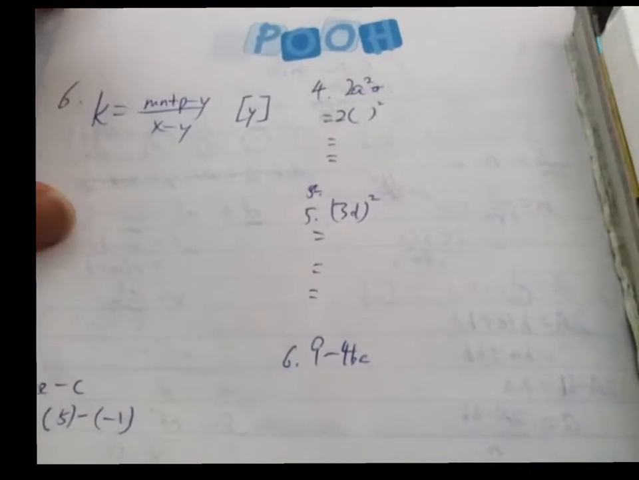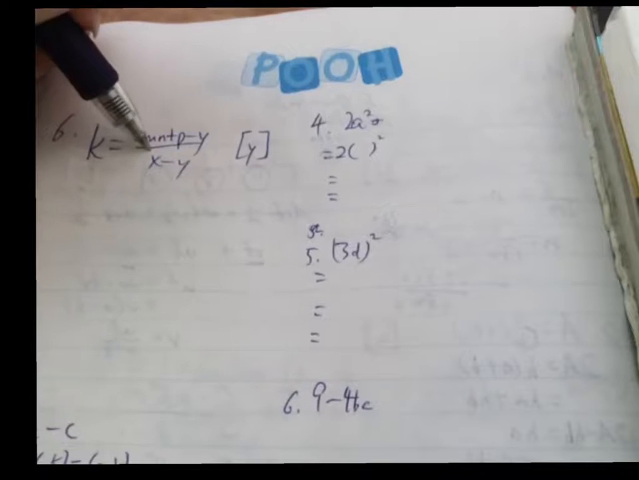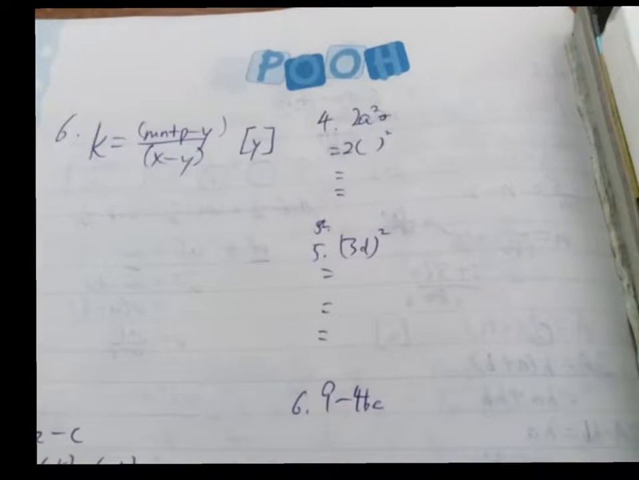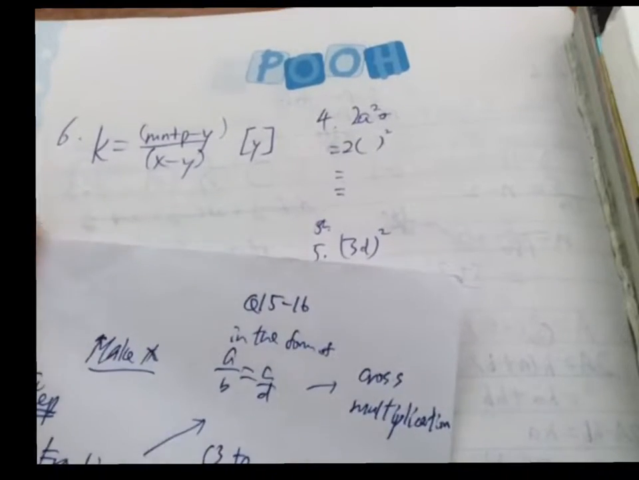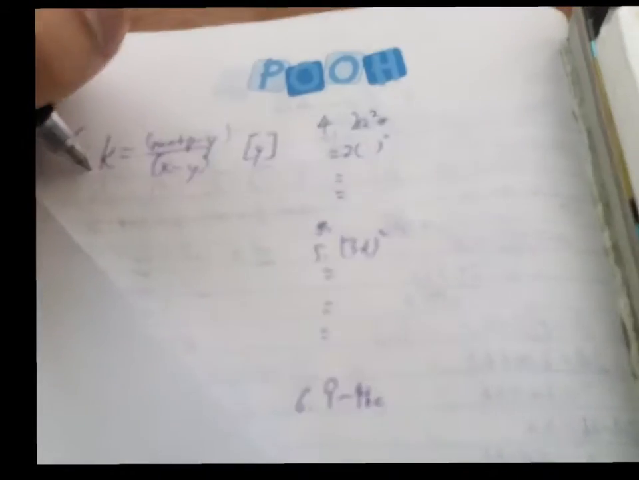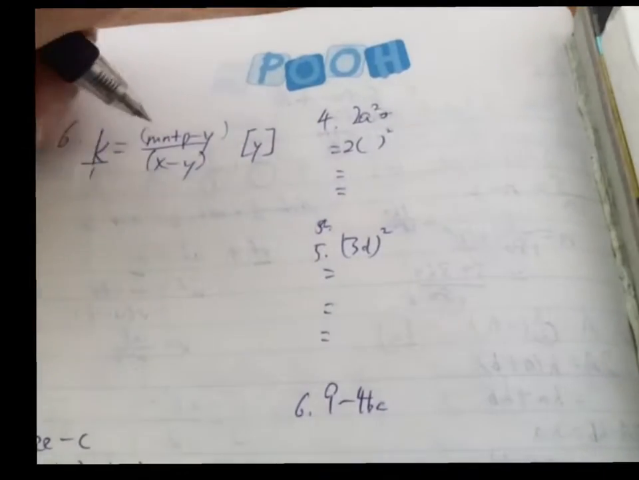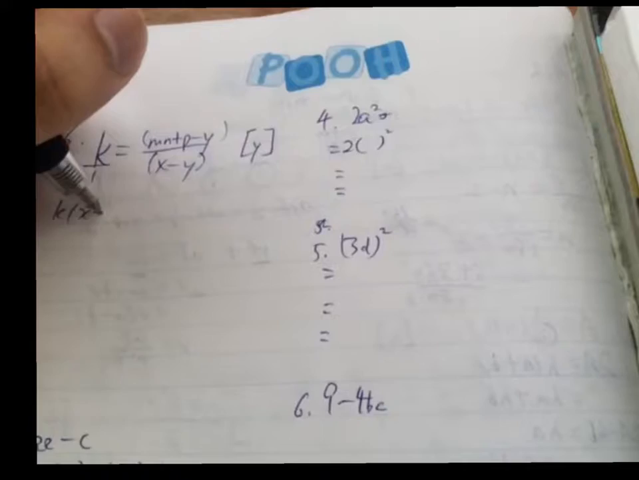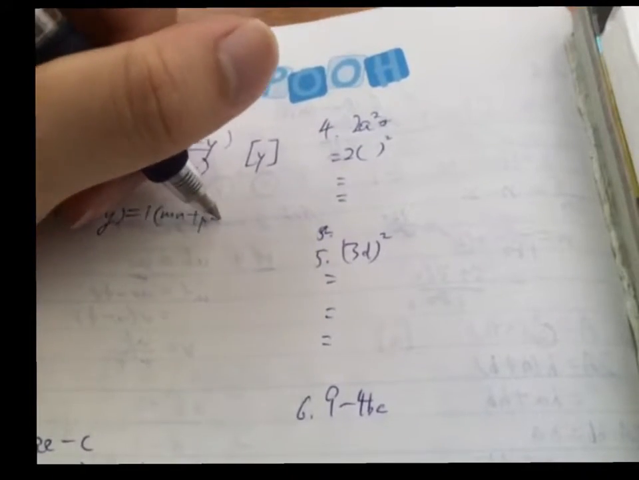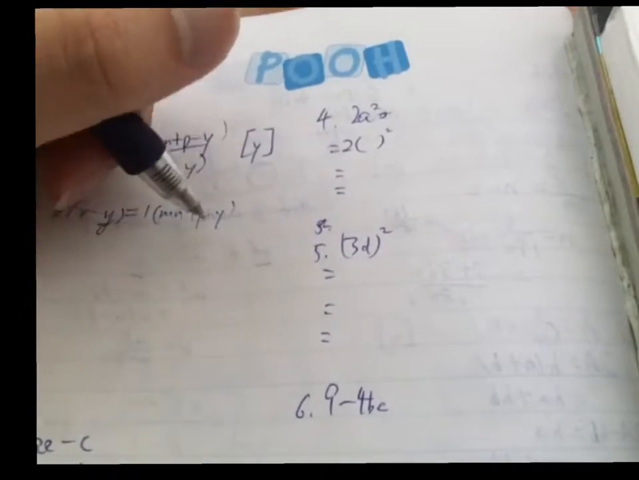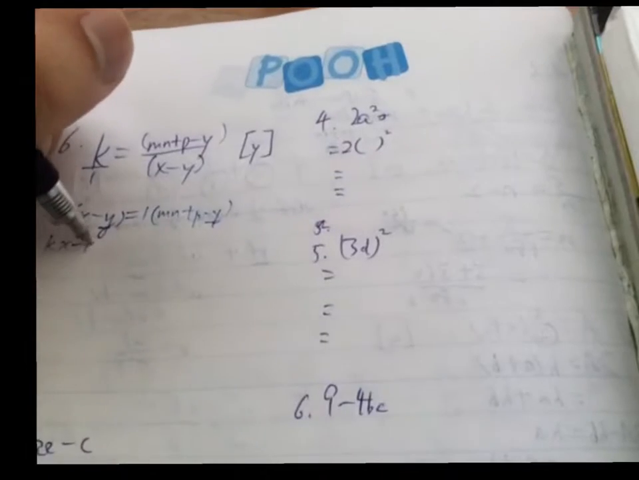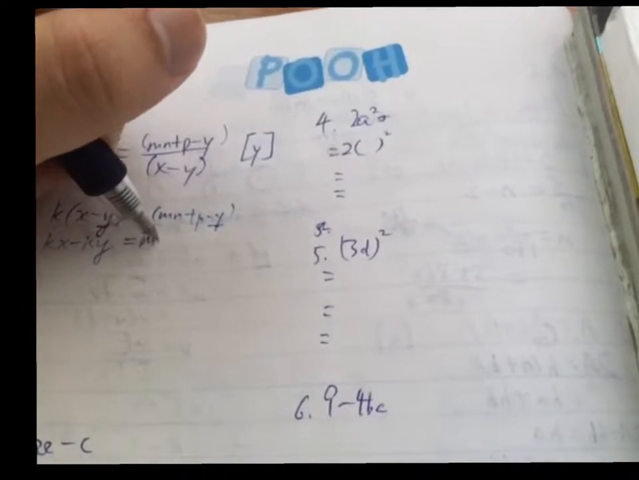Number 6. This one has a factor, and you need to bracket it. And this one is in the form of fractions. This is k over 1. So you do cross multiplication: k times (x minus y) equal to 1 times (mn plus p minus y). This has y, and then you should expand it out.